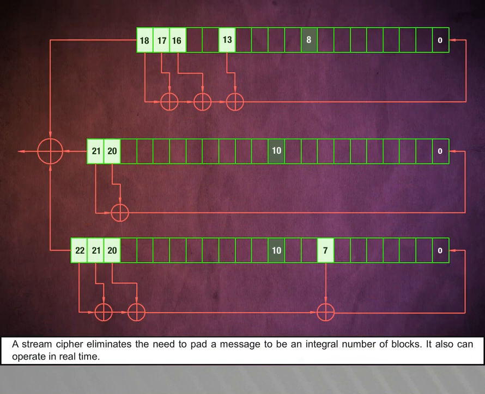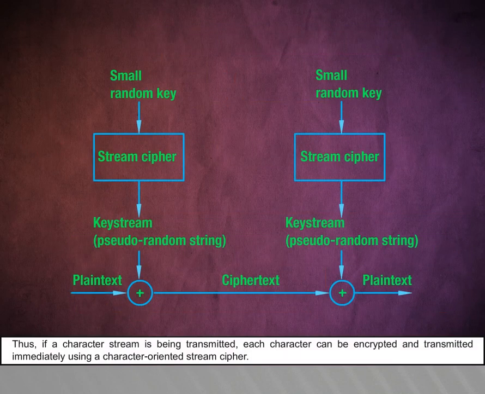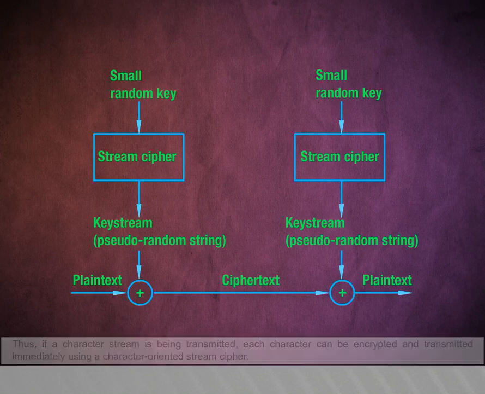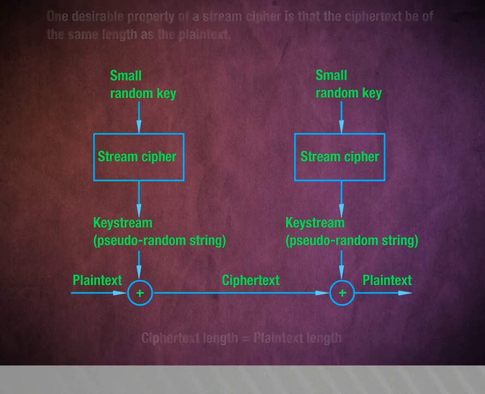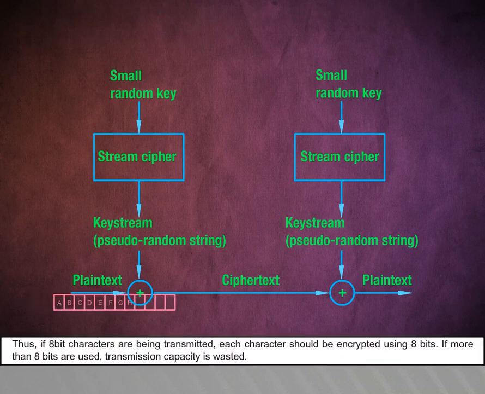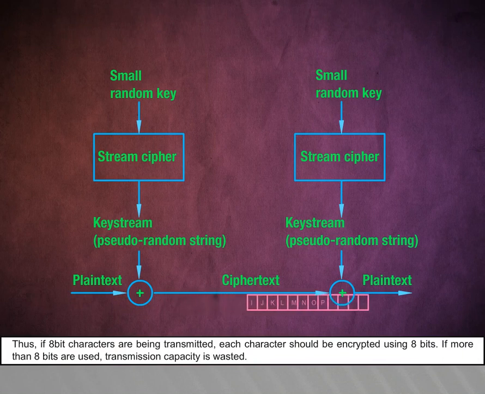A stream cipher eliminates the need to pad a message to be an integral number of blocks. It also can operate in real time. Thus, if a character stream is being transmitted, each character can be encrypted and transmitted immediately using a character-oriented stream cipher. An undesirable property of a stream cipher is that the ciphertext be of the same length as the plaintext. Thus, if 8-bit characters are being transmitted, each character should be encrypted using 8 bits. If more than 8 bits are used, transmission capacity is wasted.